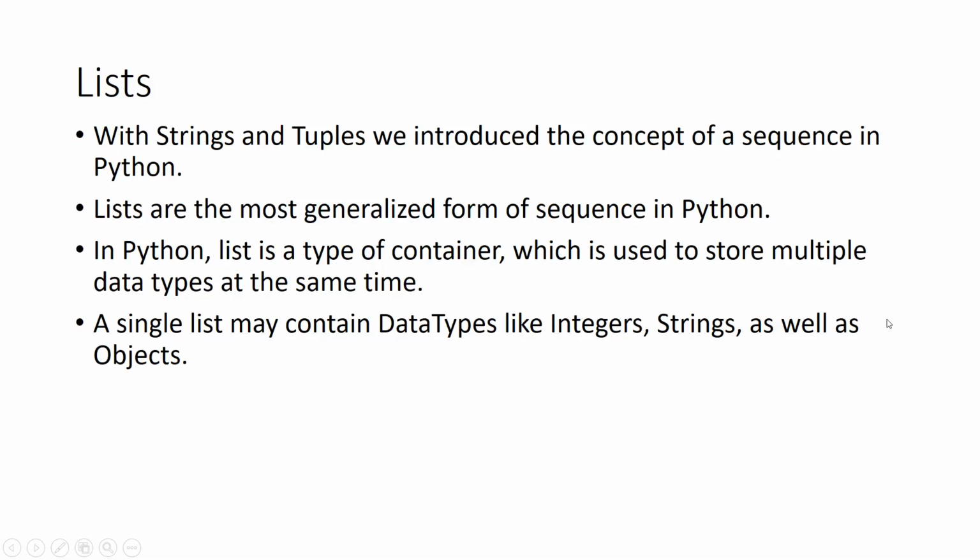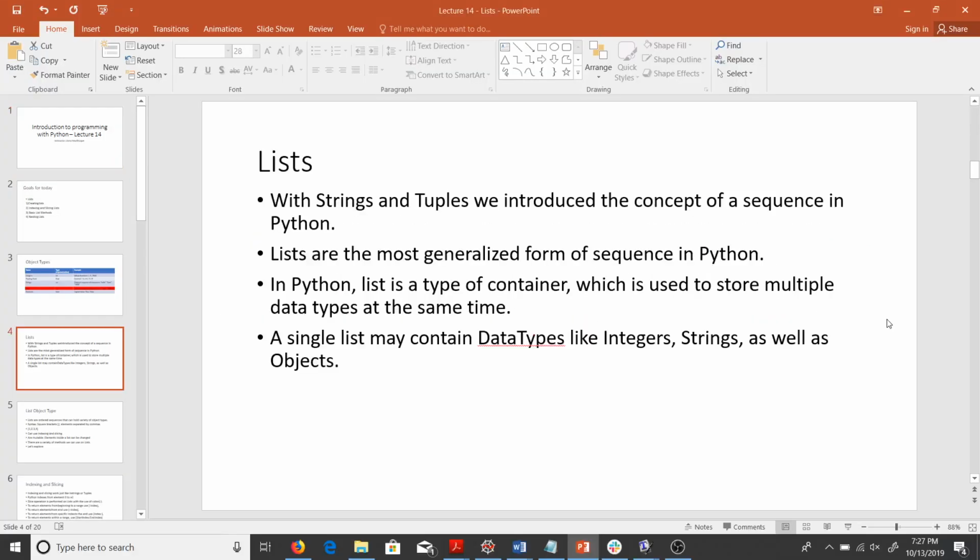Lists are the most generalized form of sequence in Python, and these are also called container type objects because you can use lists to store multiple data types at the same time. A single list again can contain data types like integers, strings, as well as other objects, as I said earlier. Now, let's go to Spyder and actually go and create a list.